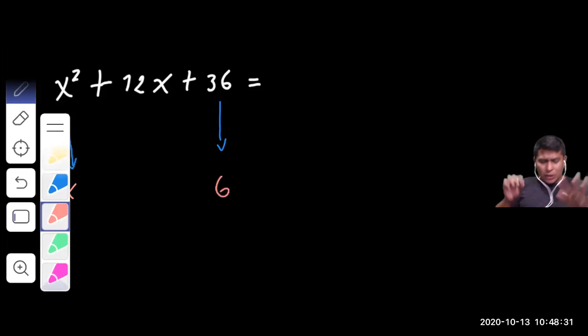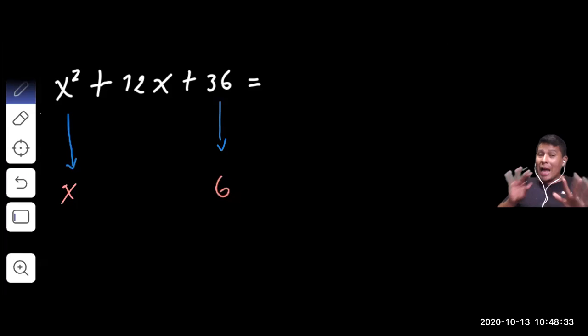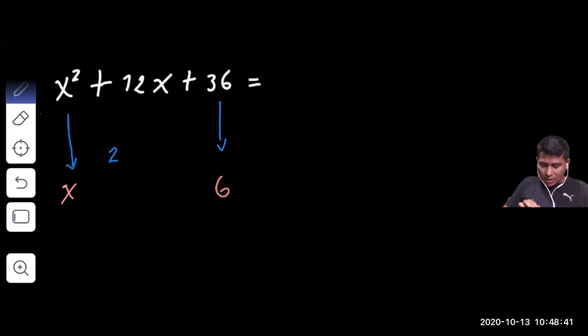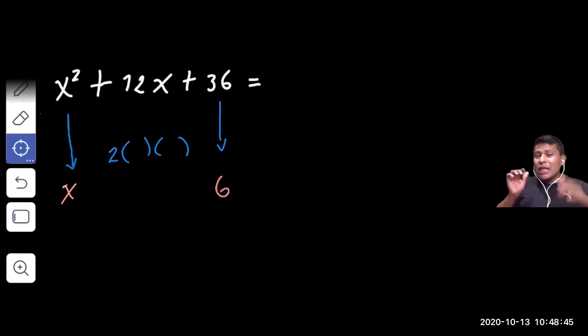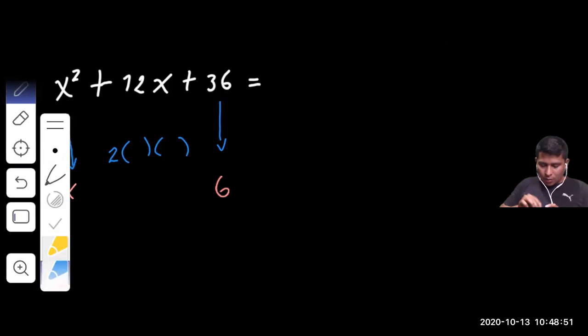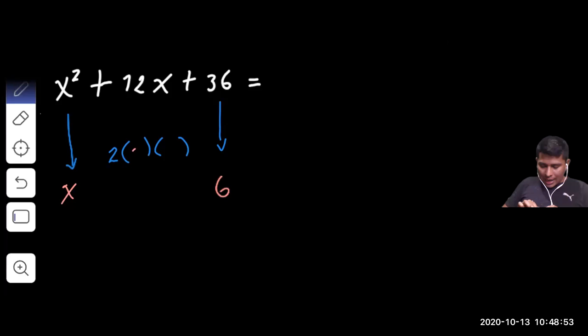Now, guys, okay, this is working. Perhaps this is a perfect square. Now, the only thing that you need to check is the middle term. Okay, you're going to say 2, you're going to put parentheses, times this and times this. You need to check if using these 2 numbers you can get the middle one. What is the first term, guys? This one, x. You're going to copy that. This x goes here, and this 6 goes here.